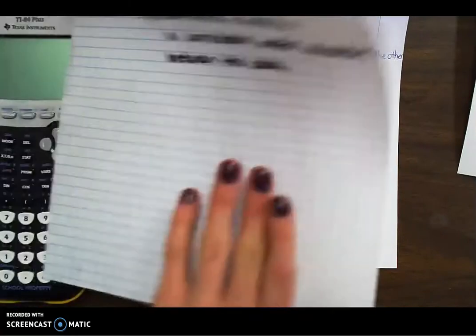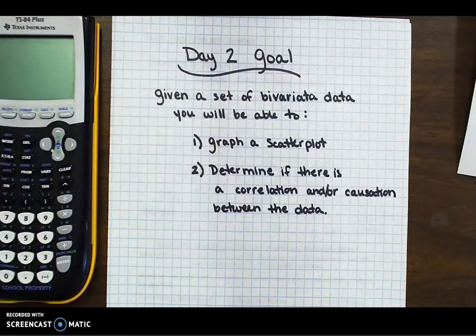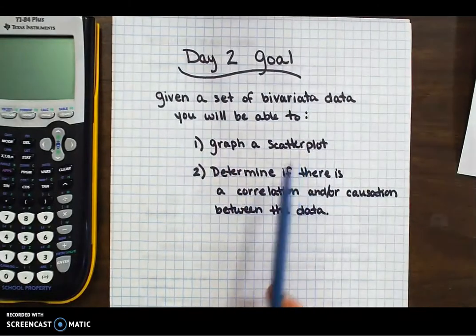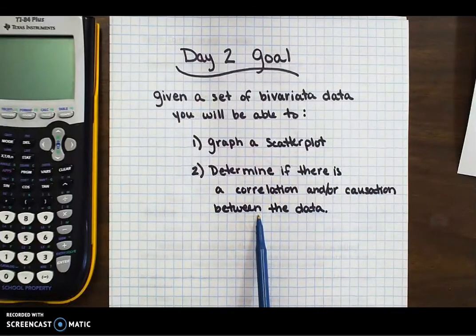All right, so our goal for today, given a set of bivariate data, you will be able to graph the scatter plot and determine if there is a correlation or a causation.